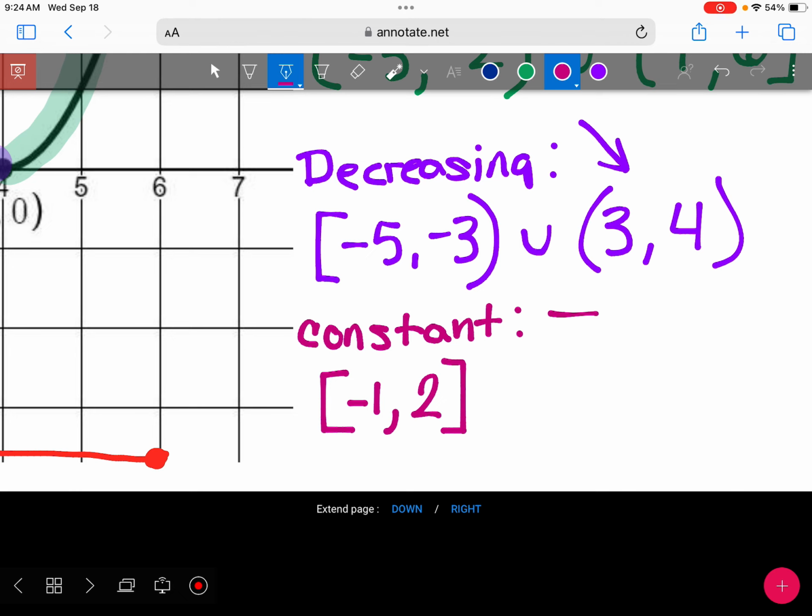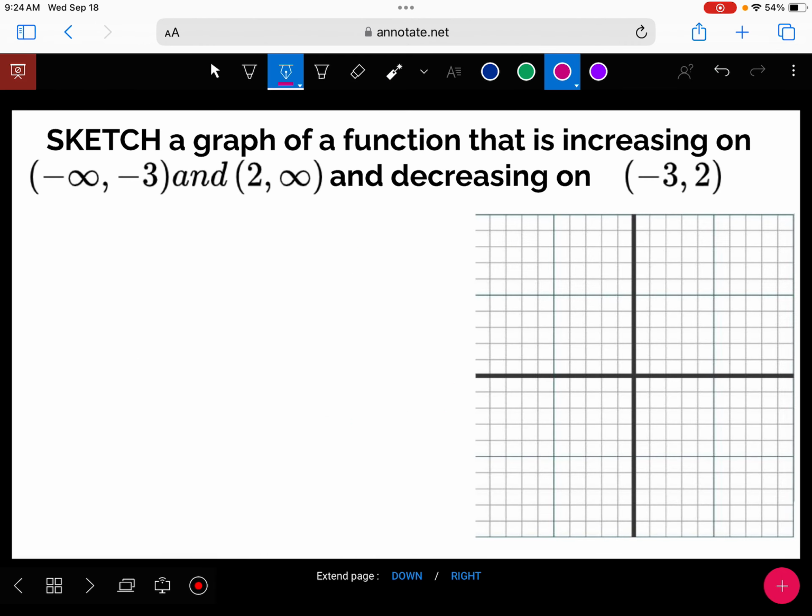Because more often than not, we're not really going to label intervals as increasing or decreasing. But I might give you intervals, and we're going to have to draw when things are increasing or decreasing. So we're going to be sketching a graph that is increasing from negative infinity to negative 3, and it's increasing from 2 to infinity, and it's decreasing between negative 3 and 2.